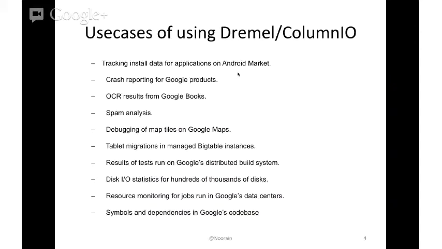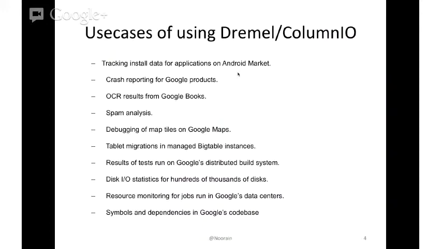Use cases of Dremel or the ColumnIO analysis. Internally at Google, there are various use cases of Dremel. Google uses it to do analysis on installation data tracked for Android Market, and for crash reporting for Google products. All of these Google products, Google Books, Google Maps, generate a lot of log and usage data, that's data from users, and Google uses Dremel technology to data mine all of these logs and do analysis on them. So these are some examples of how Google is internally using Dremel.